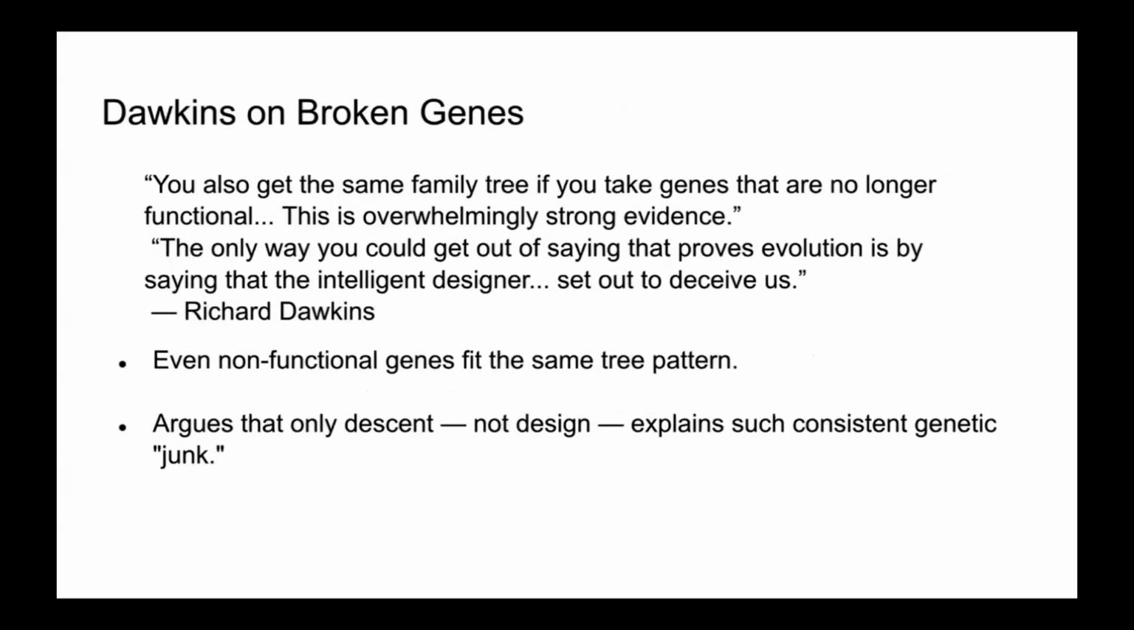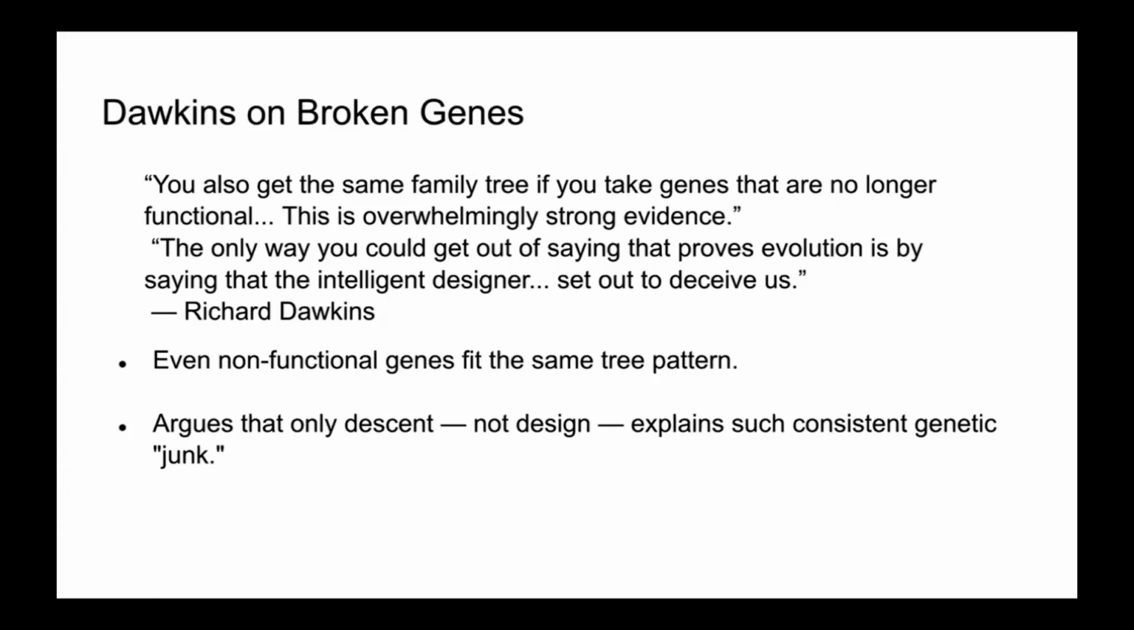And so Dawkins, in an interview that he had back in, I think, 2015, perhaps even earlier than that, says the same thing. He says, "You get the same family tree. You also get the same family tree if you take genes that are no longer functional, that are just vestigial, and they're not doing anything. This is overwhelmingly strong evidence. The only way you can get out of saying that this proves evolution is by saying that the intelligent designer, God, deliberately set out to lie to us, deliberately set out to deceive us."